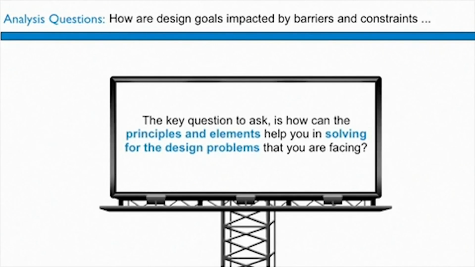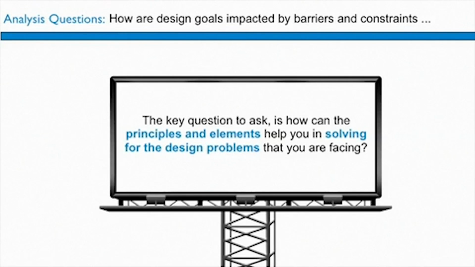So as you move forward in your design work, I'm hoping that the Billboard example just emphasizes that you have to ask yourself a very key question when doing design work. You have to really think about how can the principles and elements of design help you in solving design problems. Now, the first thing you have to do is articulate your goals. Then you have to figure out what are the constraints and barriers and what problems do they create. And then thirdly, you think about, okay, how can I use these different elements of line, color, shape, texture, proximity to help answer some of those questions.